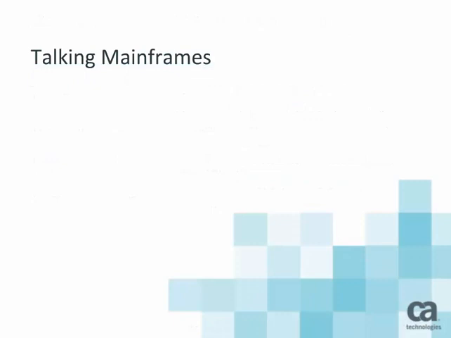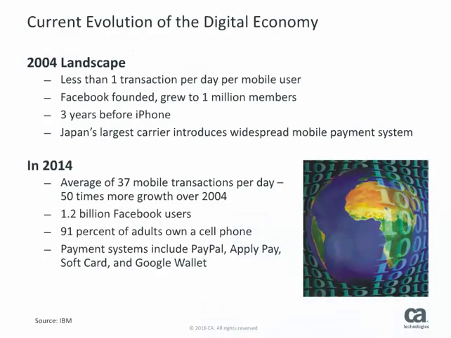Next, let's start talking mainframes. Here you can see the evolution of the digital economy from the past to the present. For example, in 2014, there was an average of 37 mobile transactions per day, which represents a 50-fold growth since 2004.